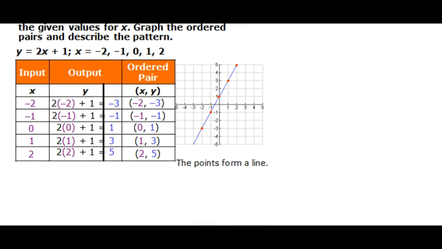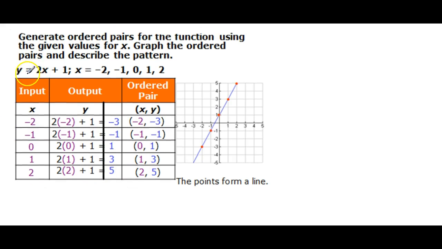So you'll see here's kind of the T-chart right here. This one says that the equation is y equals 2x plus 1, and they want you to use the values -2, -1, 0, 1, and 2. And you can see how they're just substituted right in here in place of the x. Do the work. So a -2 went in, a -3 came out. -2, -3 is this dot right here. A -1 went in, a -1 came out. There's this point. 0, 1, 1, 3, 2, 5. Notice what that forms. That forms a line.